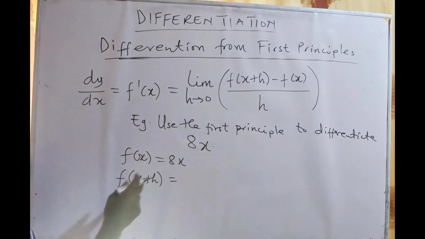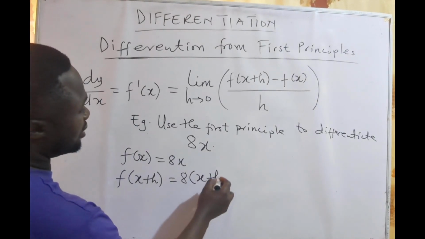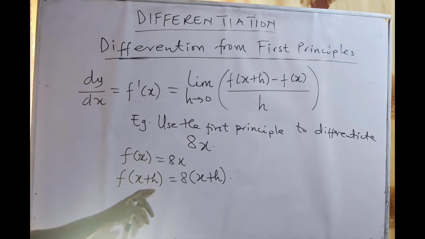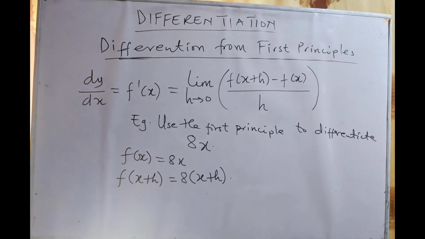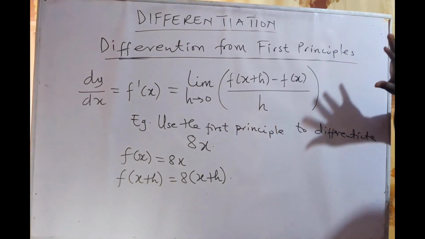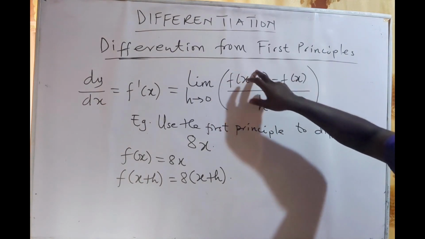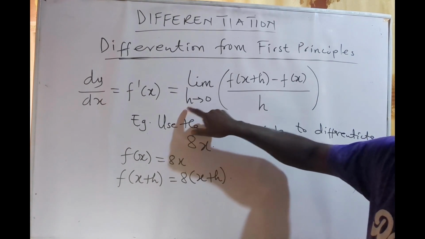So f of x plus h can be written as 8 into brackets x plus h. Wherever x is, I'll substitute x plus h. Alright, and then if I look at the first principle, see here, this is the formula. We said that f of x plus h minus f of x, all divided by h, as h approaches 0.